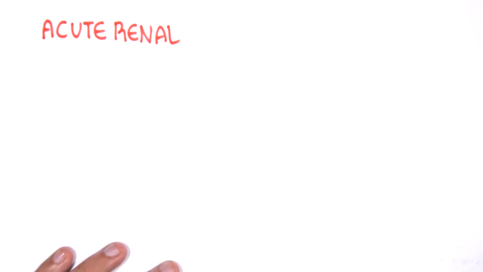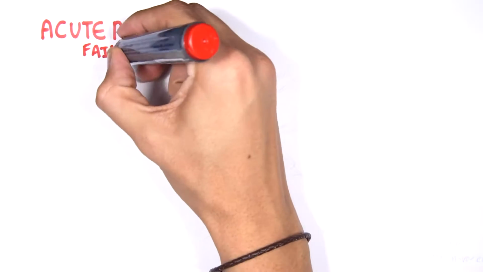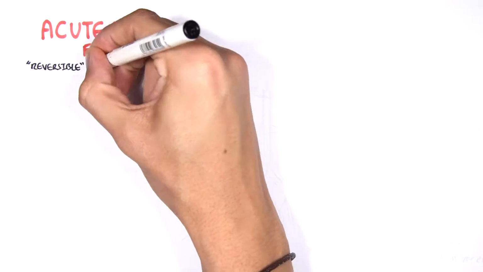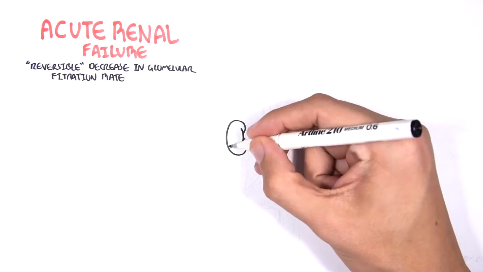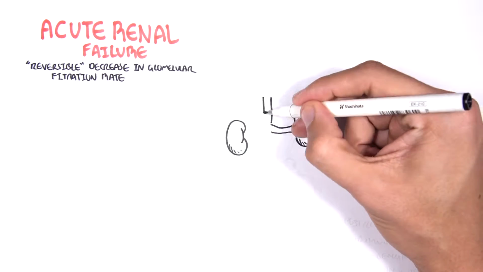In this video, we're going to look at acute renal failure, which is defined as a decrease in glomerular filtration rate. And I put "reversible" in quotations because it may be reversible. But essentially, it's damage to the kidneys, which will cause a few problems, many problems actually. And so we'll look at these problems and some causes of acute renal failure.